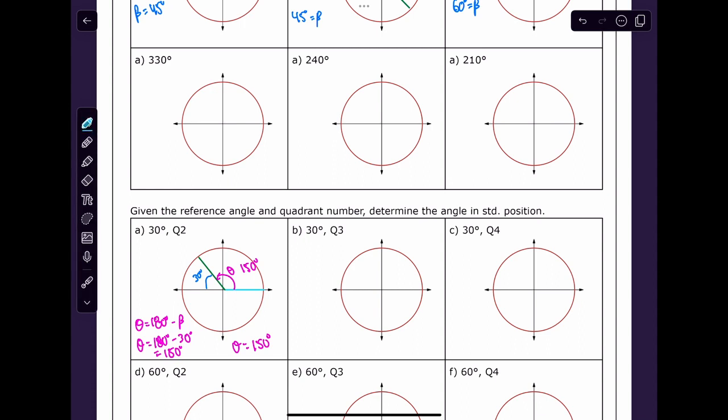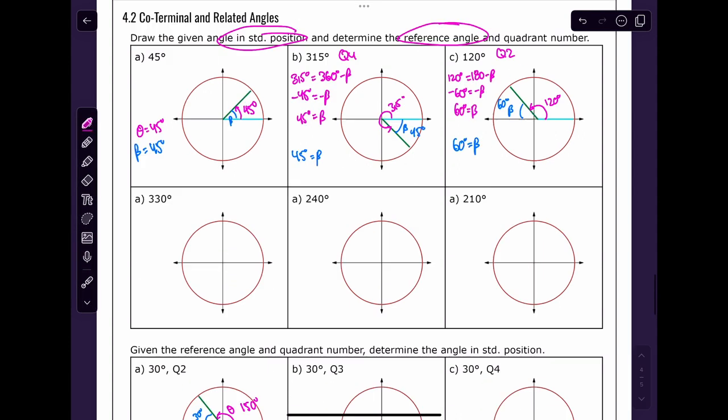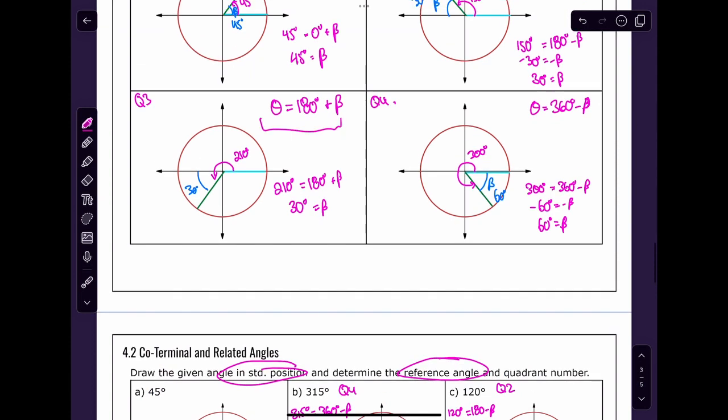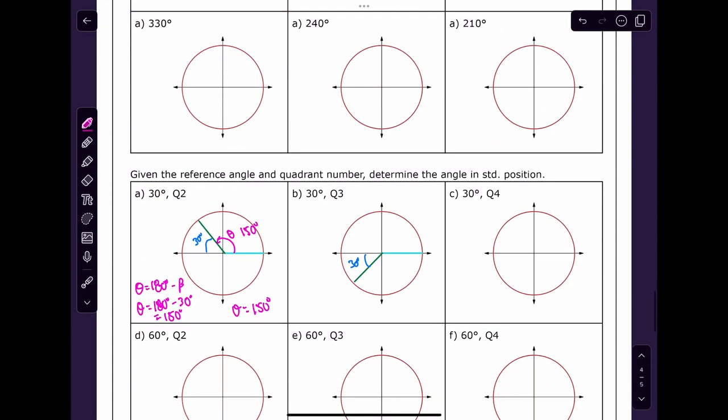Let's do B and C together as well. So this time we'll draw our terminal arm in quadrant 3. We have the same reference angle of 30 degrees. But in this case, we'll use this formula here. Theta is equal to 180 degrees plus the reference angle.